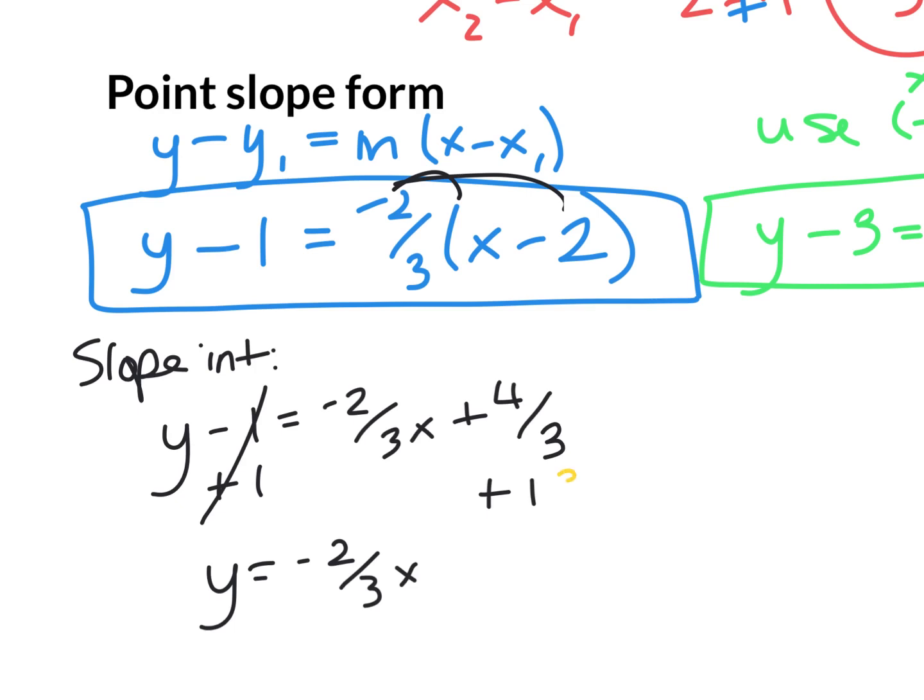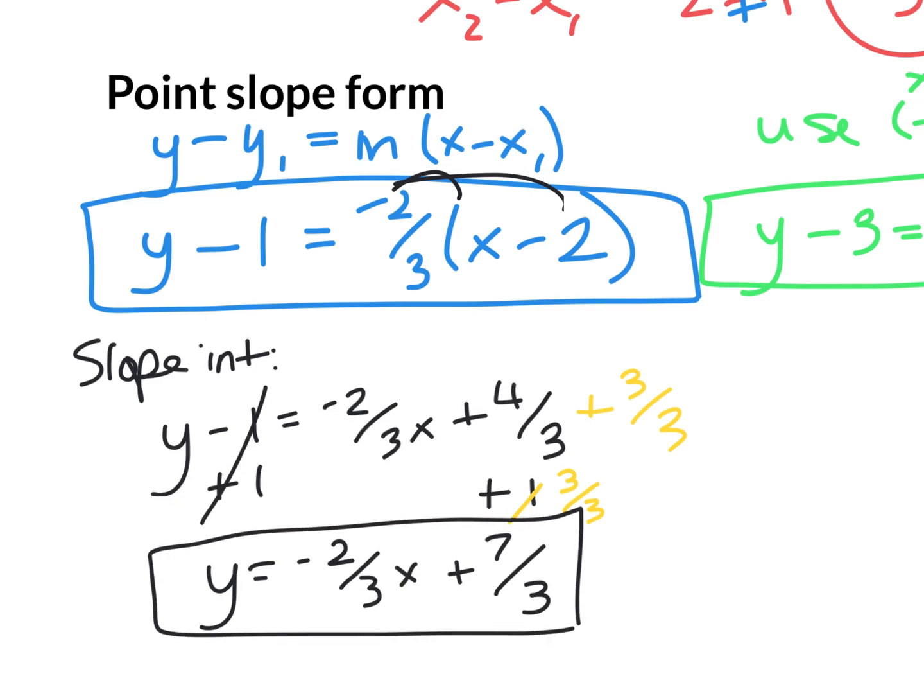So I can rewrite 1 as 3 over 3. So if I do 4/3 plus 3/3, that's going to give me 7/3. So this equation will be y equals negative 2/3 x plus 7/3, sorry. All right, in class tomorrow, we will work this other one just to show that it will actually give the exact same equation in the end.